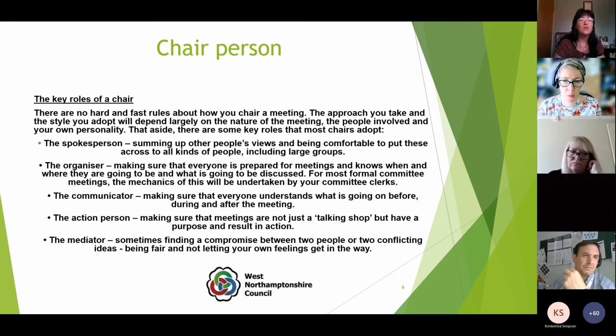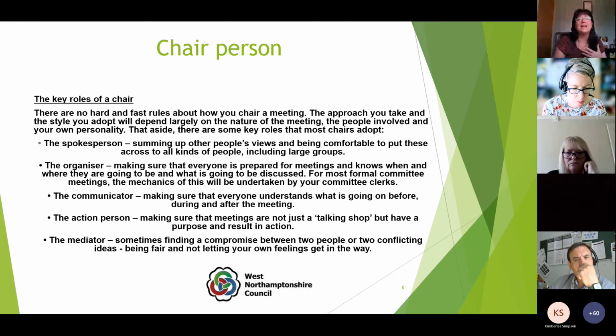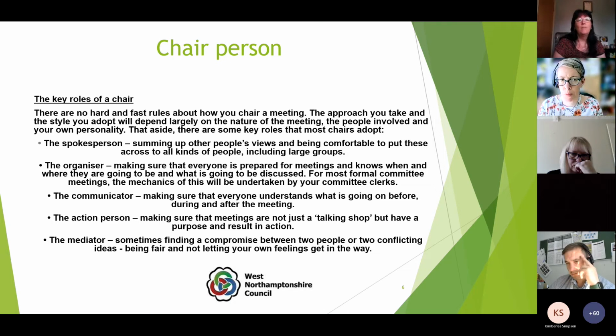For those of you that do this on a regular basis, when you're thinking about an ARM, just think about how you are when you're chairing other meetings, how you might present it, how you might prepare. You'd be summing up other people's views, reaffirming what people have said, and be comfortable to put these across to all kinds of people that might be present.